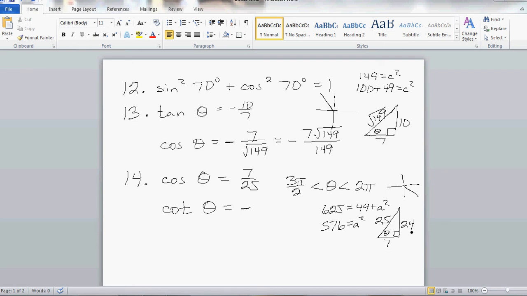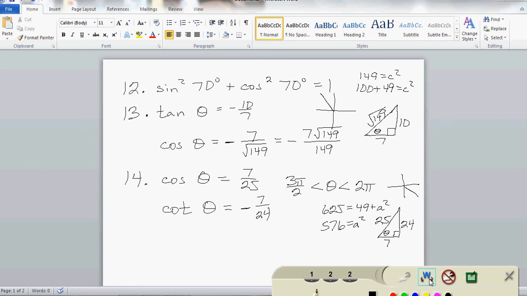Okay, now cotangent is the reciprocal of tangent. Tangent is opposite over adjacent. So what we need is adjacent over opposite. The adjacent is 7. The opposite is 24. Now, we've already determined that it was negative from our previous analysis, and so the final answer is negative 7/24.